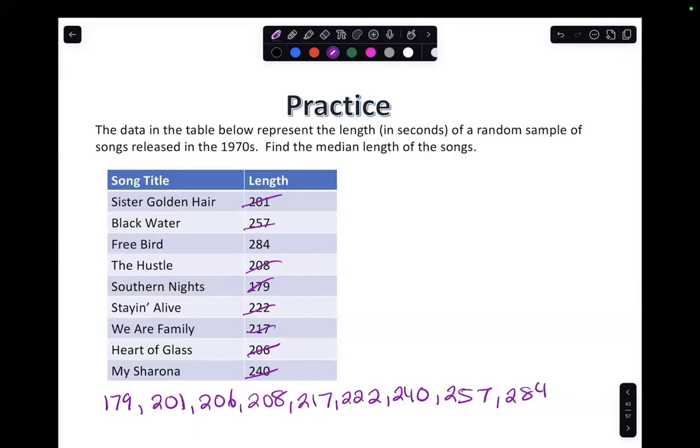Look at that. I gave you 9 of them. I think 1, 2, 3, 4, 5, 6. Yeah. Remember, median is smack dab in the middle. So I'll need 4 above and 4 below. So my median will be 217. Yes, good. Good job.